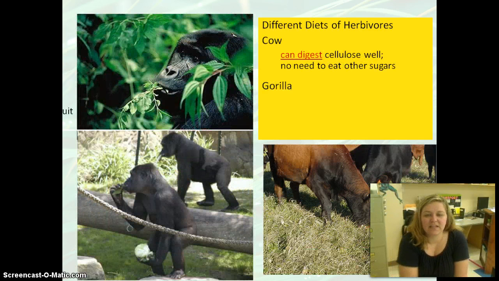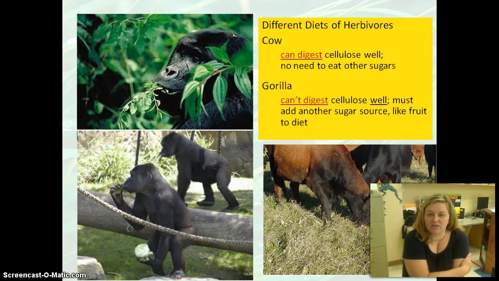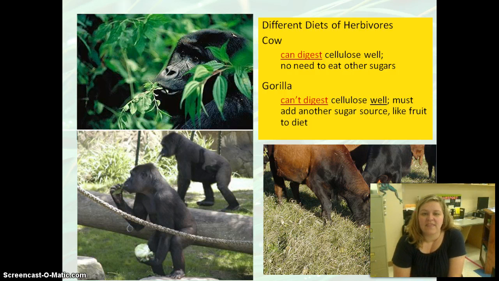Now, if we take a look at some different herbivores, first, let's talk about cows. They are really good at digesting cellulose. So they don't have to eat any other sugars because they can break down that cellulose into what they need. But a gorilla is an herbivore that can't digest cellulose very well. So it has to add another sugar source, like fruit.